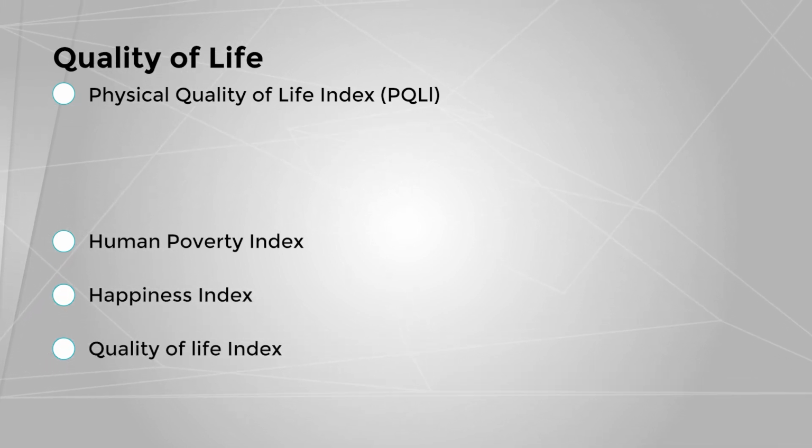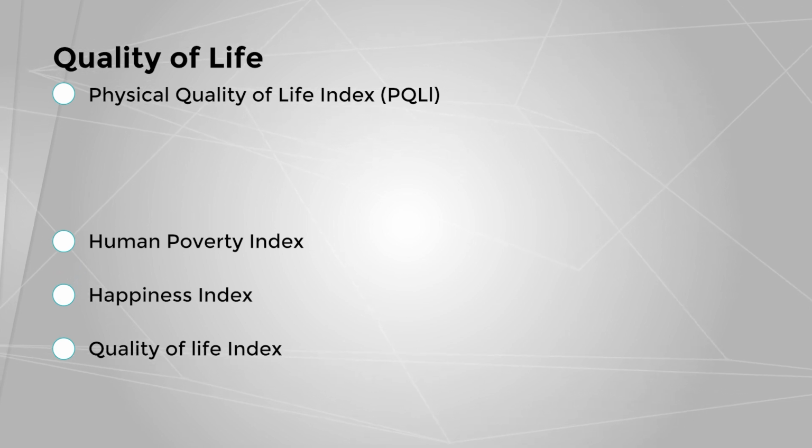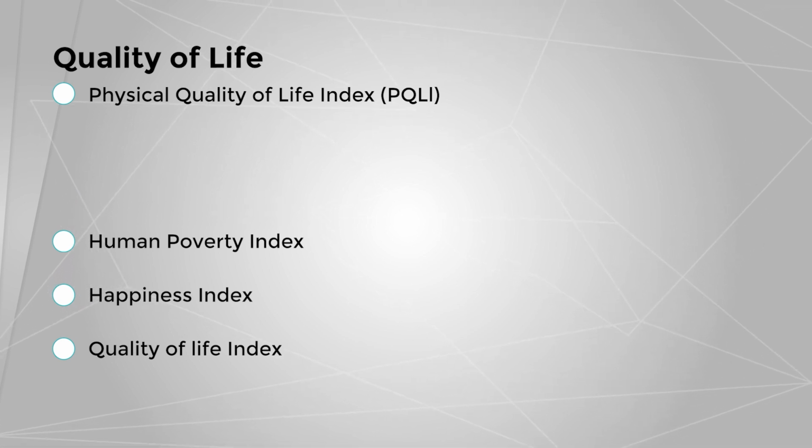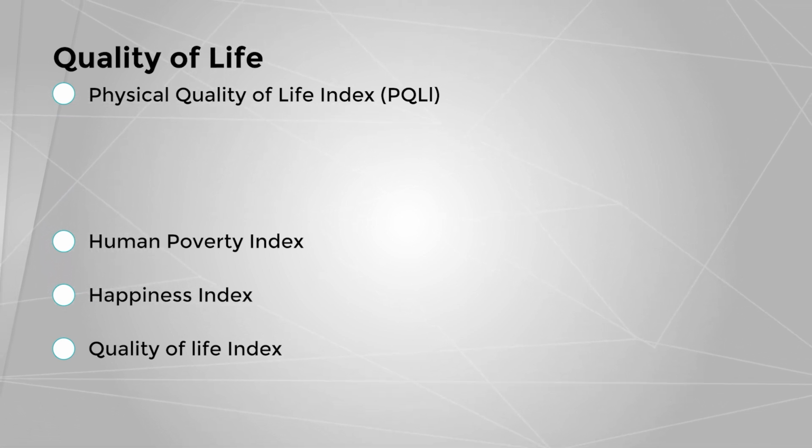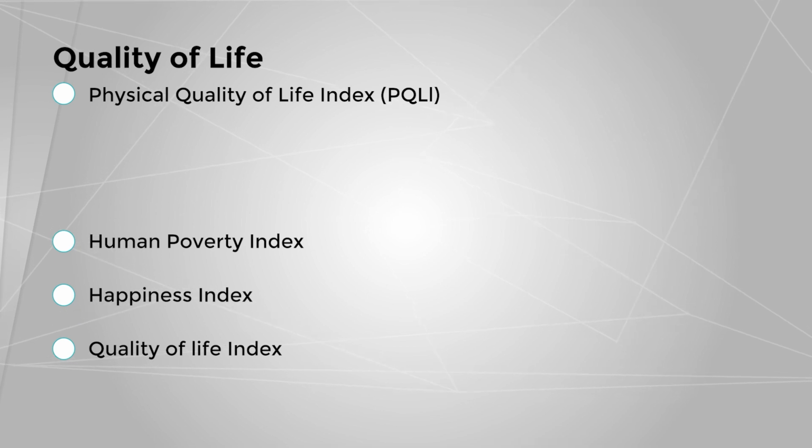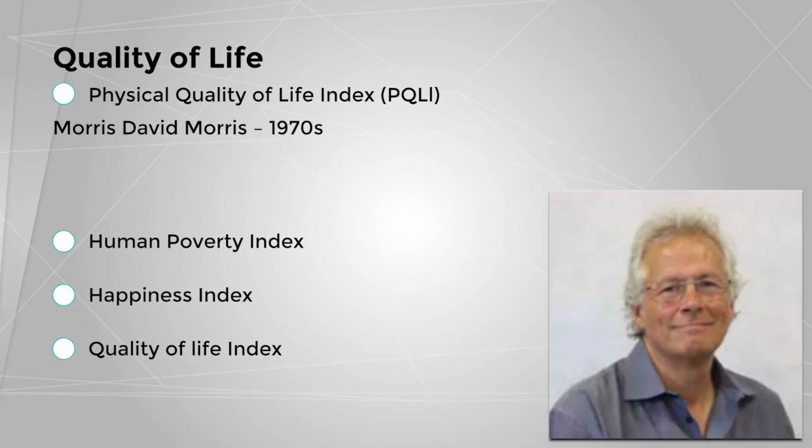The physical quality of life index, that is PQLI, is a measure designed to assess the quality of life or well-being of countries or regions. It was developed by the sociologist Morris David Morris in the 1970s as an alternative to purely economic indicators like GDP per capita. The PQLI focuses on physical quality of life rather than economic wealth.